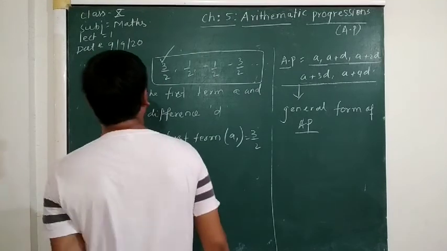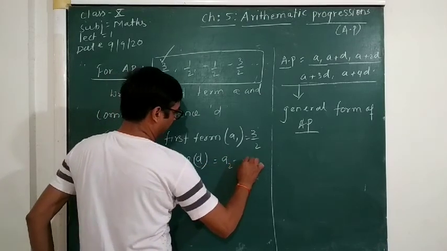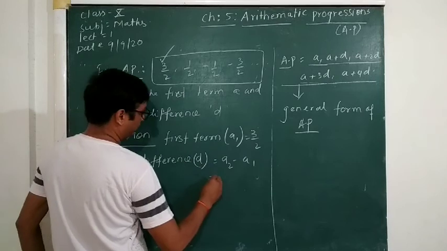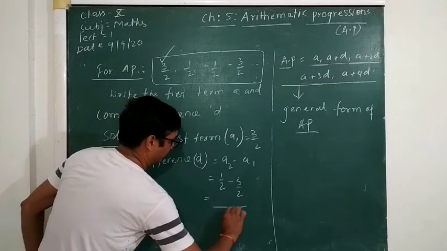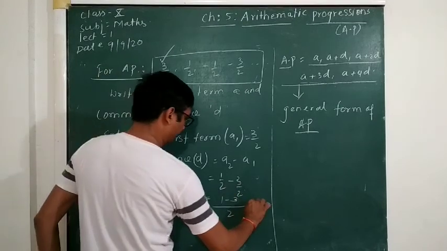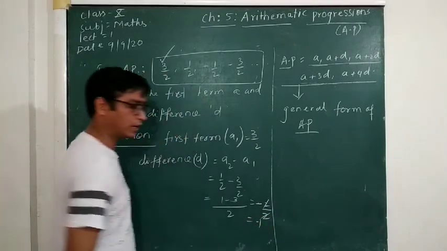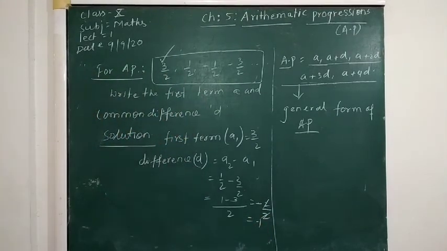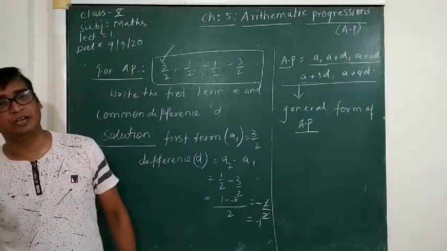Difference now we need to find out. This is A1, this is A2. So the difference d is equal to A2 minus A1. What is A2? 1 by 2 minus 3 by 2. So it will be 1 minus 3, so it will be minus 2 by 2. Cancel, means minus 1. So minus 1 we are getting as a difference. So minus 1 is nothing but the common difference.